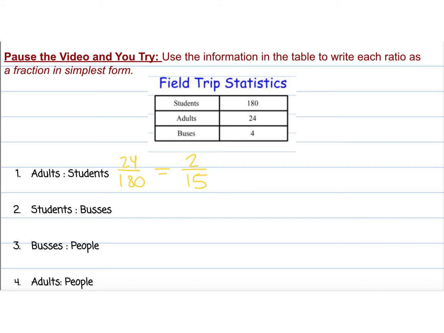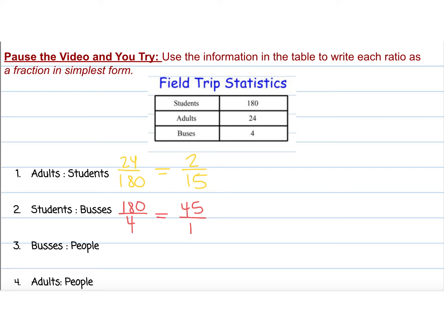Next one, students to buses. So students is first, so that's our numerator, 180 students. There are 4 buses, so that's our denominator. So those are both divisible by 4. So when we simplify, 180 divided by 4 is 45/1. Again, keep it improper, so that tells us that there's 45 students per 1 bus.